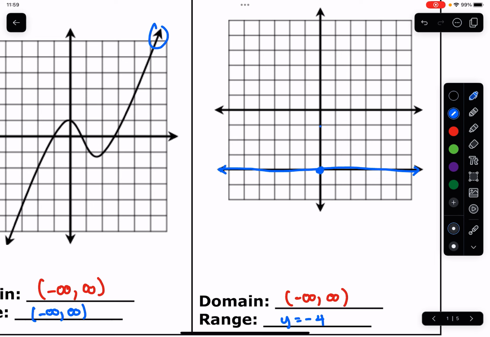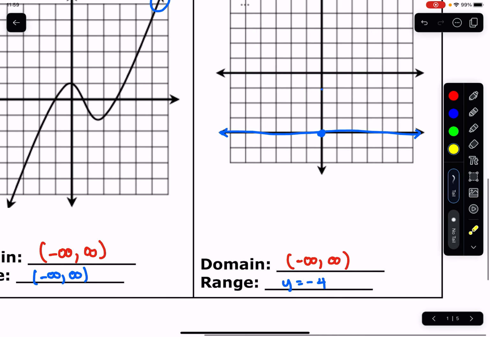Doesn't matter where I find the point. The y value here, here, here, here, here, here, anywhere, your y value is always going to be -4. So for this entire horizontal line, that is going to be your range.